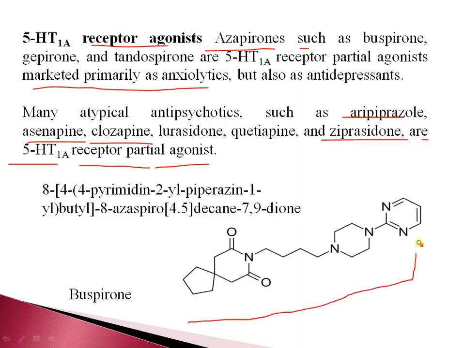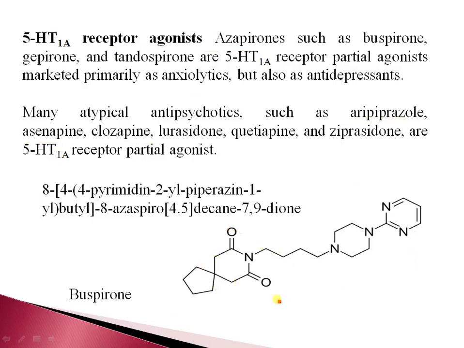This is the chemical structure of buspirone, which contains a spiro ring system, azaspirodecane. Spiro means this one. This is decane. How is it 4,5? It is 1, 2, 3, 4, and this is 1, 2, 3, 4, 5. That's why it is 4,5 decane. Decane means this 4, 5, 9 and this one is 10. That's why it is called a decane.